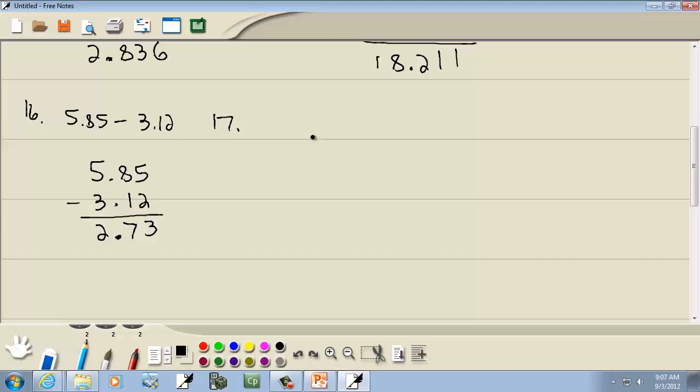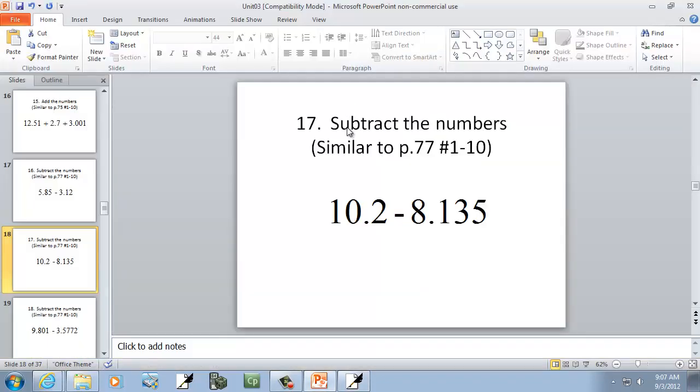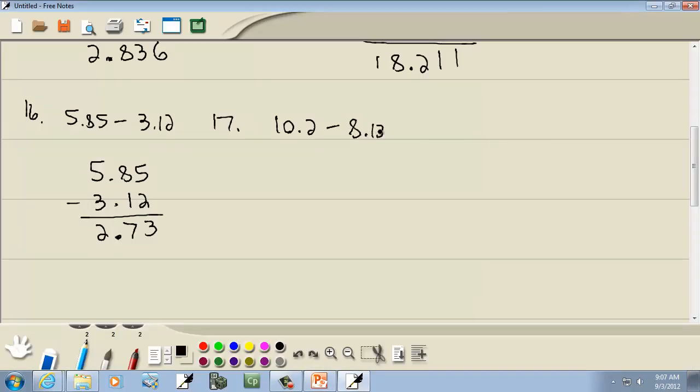Let's look at this one. Got 10.2 minus 8.135. Okay, so I got 10.2 minus 8.135. Notice I lined up the decimals again. Again, if it helps you, see where this is 10.2. If it helps you to put zeros at the end, just to make sure everything lines up, then go ahead and do that.